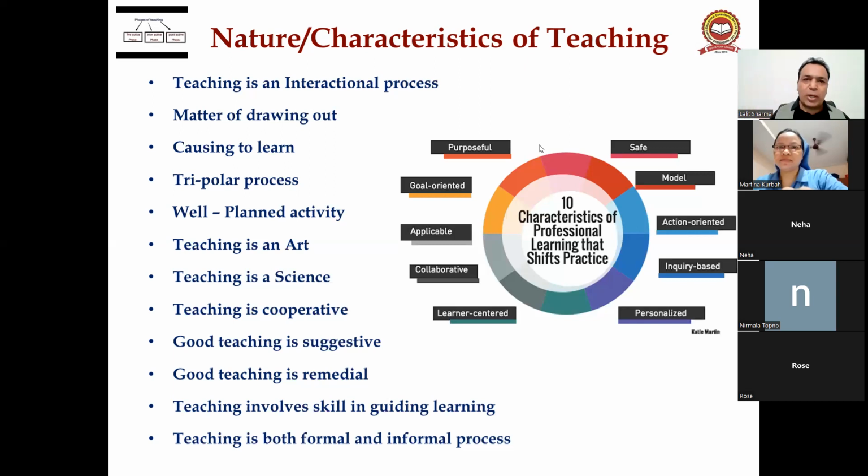Okay, guys, tripolar process. There are three poles of teaching. On the one pole is the teacher, on the second pole is the learner, and the third is the social environment, right? It means the tripolar process of teaching says that the teacher has to teach in the light of society, in the light of what is presently going on. Teaching is a well-planned activity. Without planning, you can't teach effectively. What happens if your lecture is not prepared? You go into the class, and there is a wastage of time and energy, right, guys?